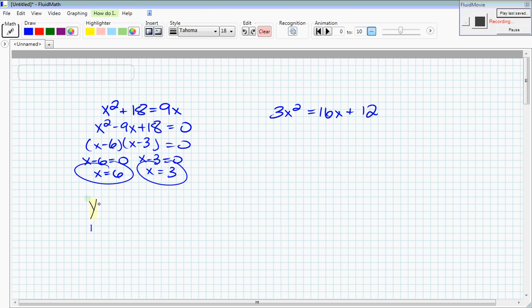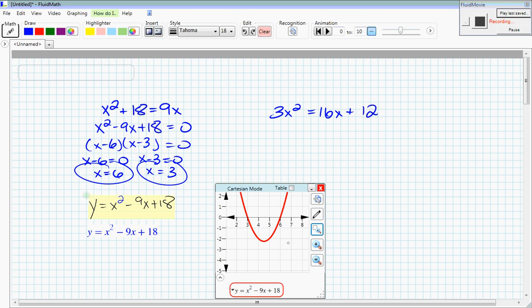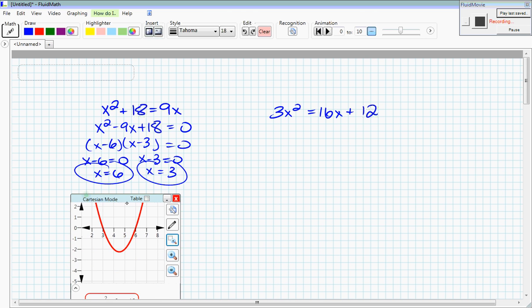Let's switch over to math here. Y equals x squared minus 9x plus 18. And let's graph this and see if we can see the x-intercepts, which are our solutions, or our zeros. In this case, we have 3 and 6. So we know that we've done this correctly by several methods.